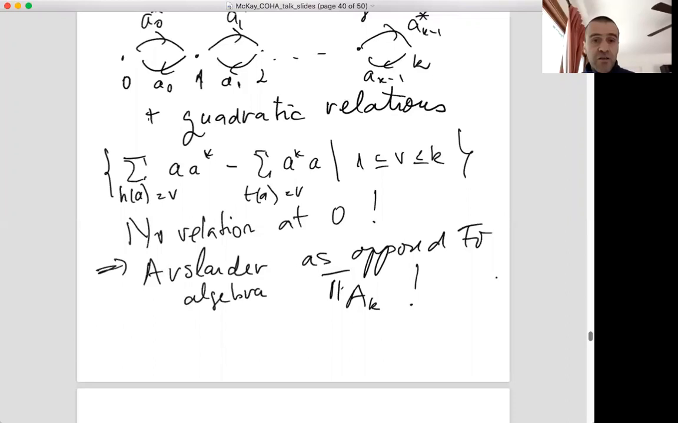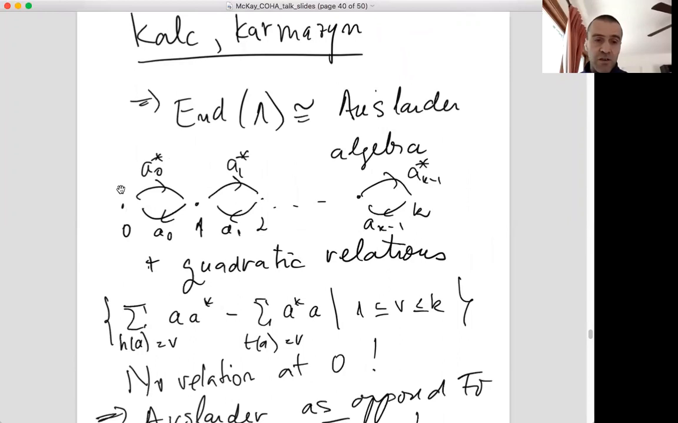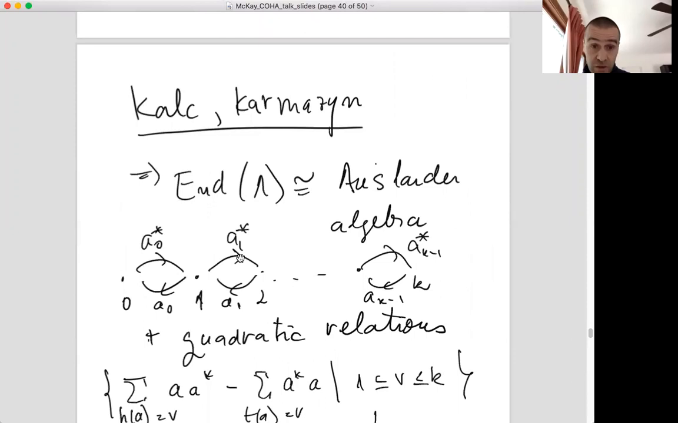In any case, applying this theorem to our setup, in our setup we forget 0 because we're only interested in torsion sheaves, semi-stable torsion sheaves, whose Jordan-Hölder filtration will only contain factors associated to vertices 1 to k. So when you forget 0, you really get the preprojective algebra only of the smaller quiver with 0 deleted.